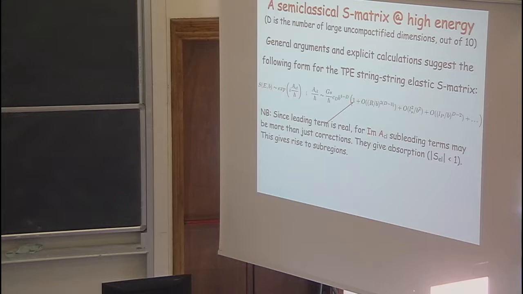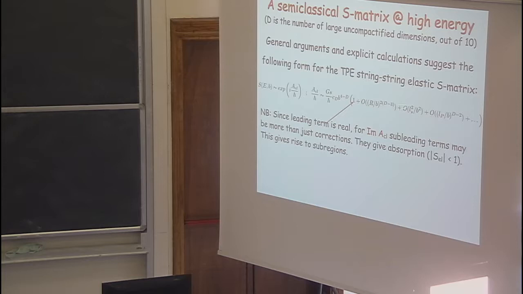Now, in general, if you go to very high energy, you can expect the scattering amplitude to have a semi-classical limit. So the S matrix will be typically of the exponential form with some large phase, which is characterized by some classical action divided by h bar. And then you can try to look for an expansion of this classical action in various parameters characterized by these ratios of scales.